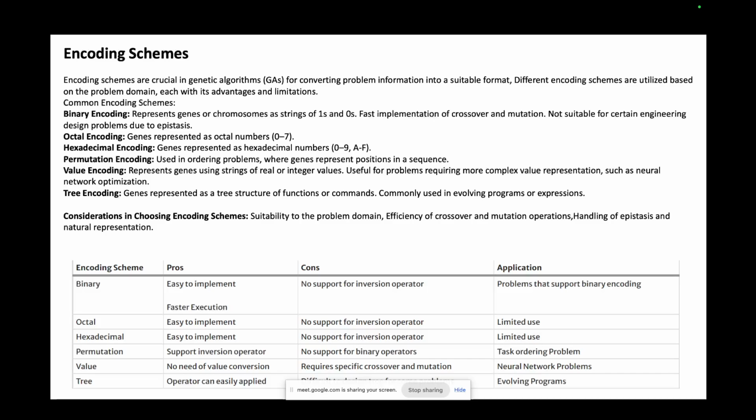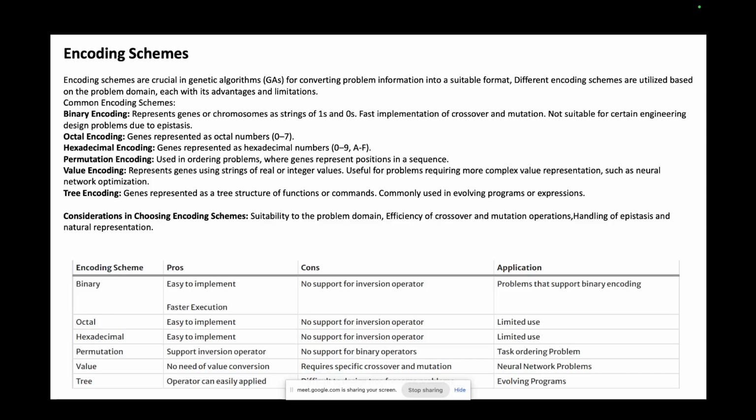Or you can have an octal encoding where you can represent anything between 0 to 7 for all the parameters. Hexadecimal encoding, permutation encoding, where the permutation is important. So what gene comes after what, what parameter comes after what, if that is important, then a permutation encoding becomes a good technique to use.